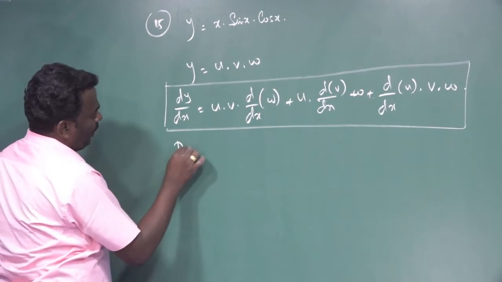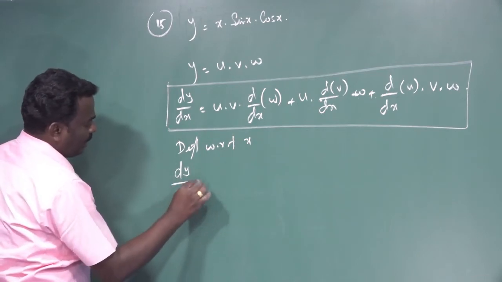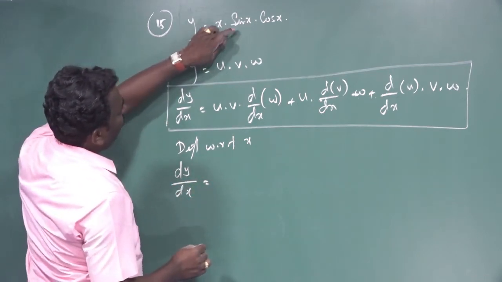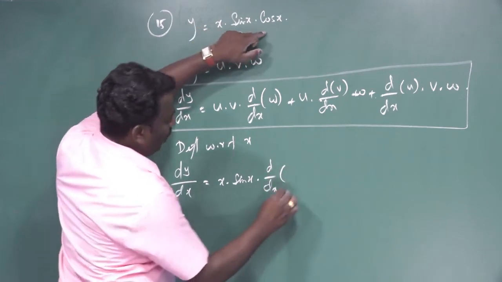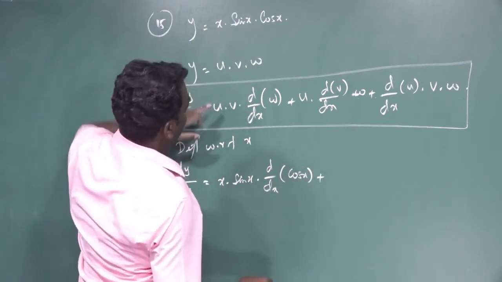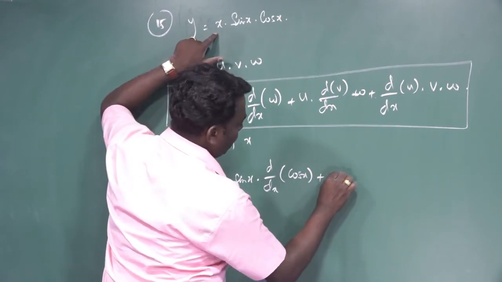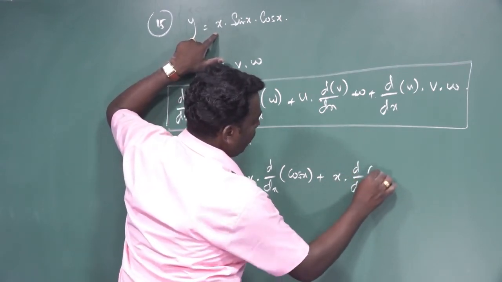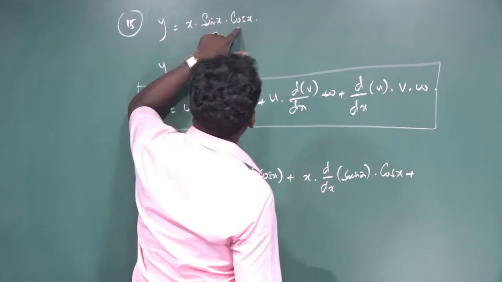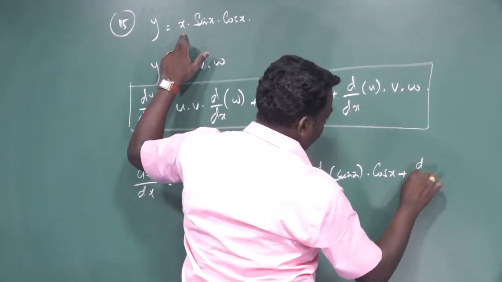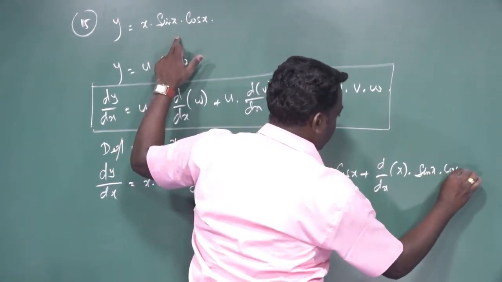Therefore, differentiating the given term with respect to x, the left hand side is dy by dx, which equals: keep the u term and v term as they are, x into sin x, and differentiate the w, cos x, plus keep the first term and last term as they are, u is x and w is cos x, and differentiate v, sin x, into the remaining cos x, plus keep the second and third terms as they are and differentiate the first term, d by dx of x, into the remaining sin x into cos x.